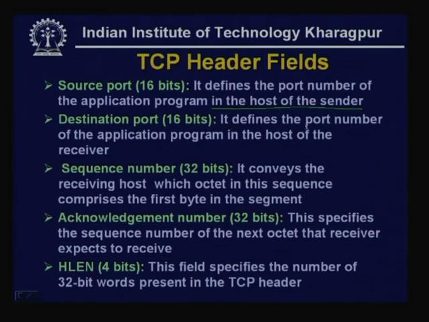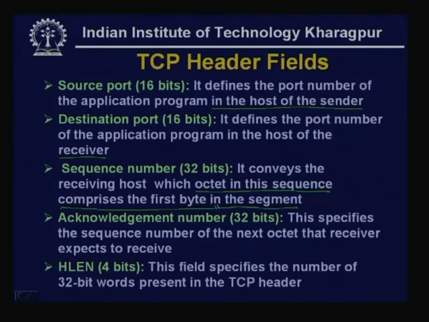Destination port defines the port number of the application program in the host of the receiver. Then the sequence number conveys to the receiving host which octet in this sequence comprises the first byte of the segment. So, we see the counting is done in terms of octets or bytes. So, the sequence number is specified in terms of the byte number, and the octet with which the segment starts.